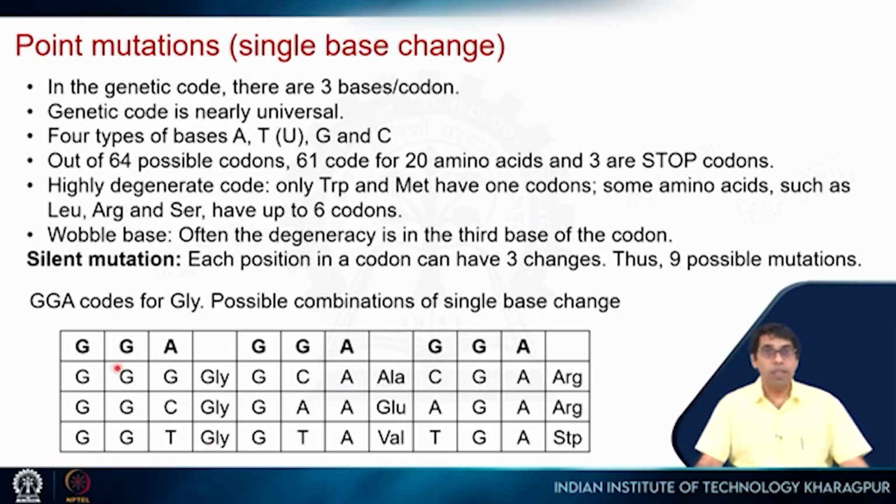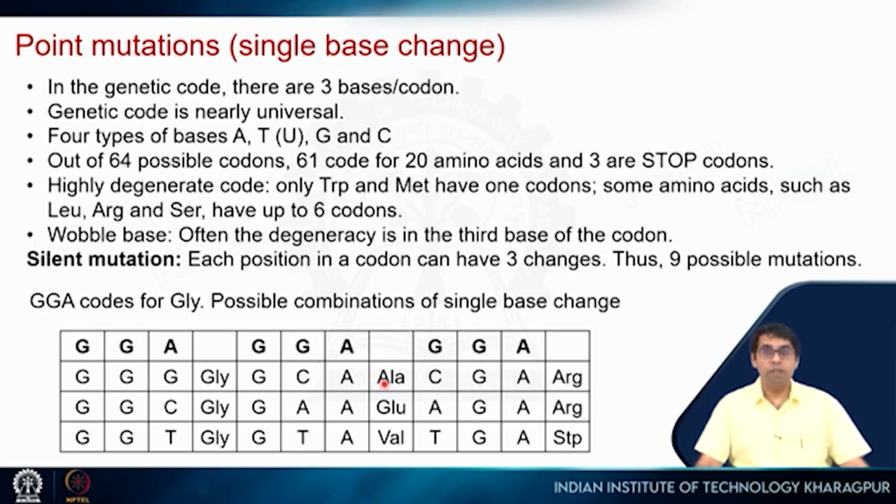Instead of this, if I mutate the second base, so this G becomes C, A or T, then GCA will code for alanine, GAA will code for glutamic acid, and GTA will code for valine. If I mutate the first base, then this will code for arginine and a stop codon. So these are the 9 possible mutations for this particular codon, GGA. It turns out that 3 of them are silent mutations.